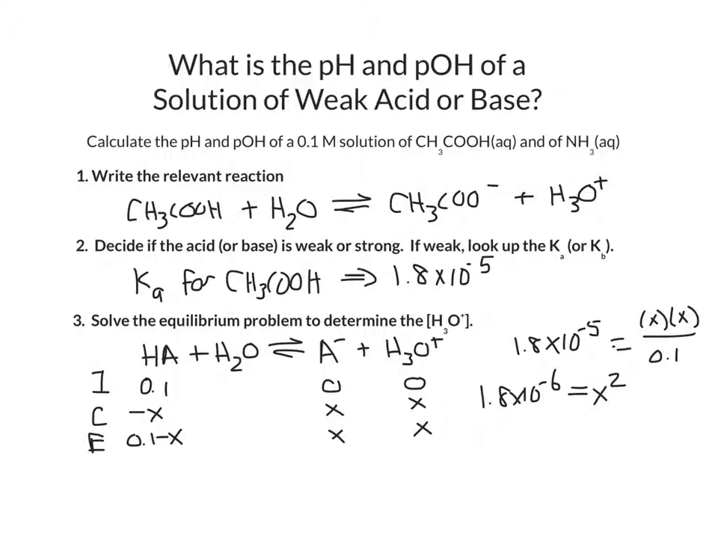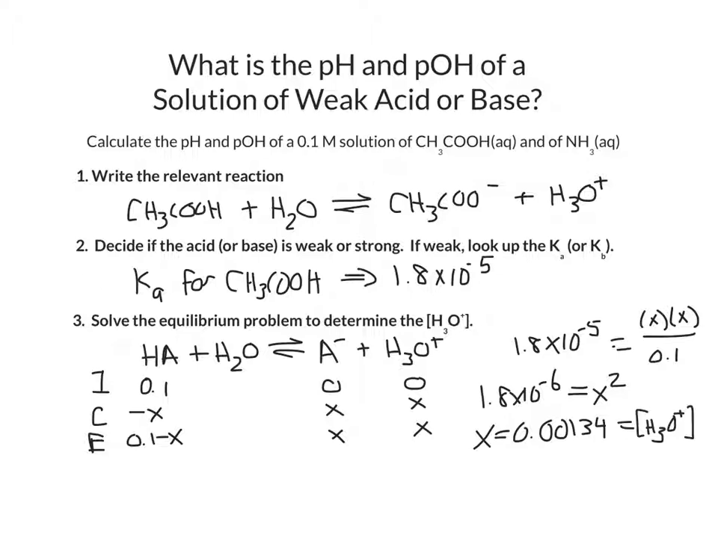And so now I just need to take the square root of 1.8 times 10 to the minus 6, and I find that X is equal to 0.00134. Remember that X represents the equilibrium concentration of H3O+. And so that is my concentration of H3O+ at equilibrium, and my pH will be related to that concentration.